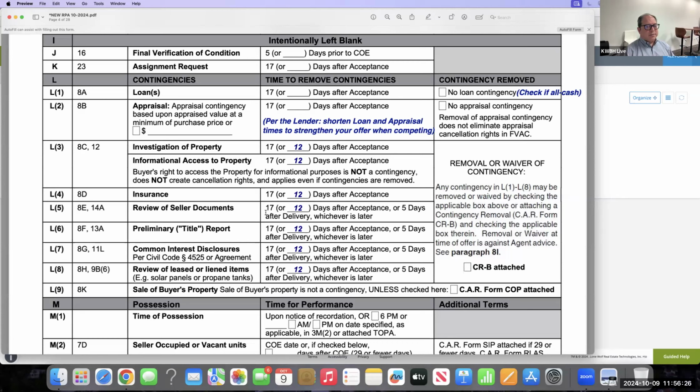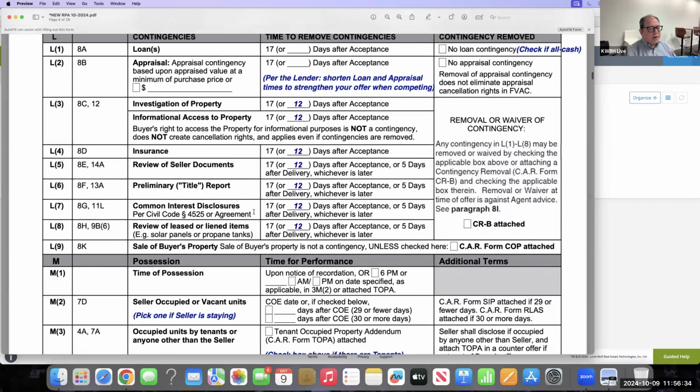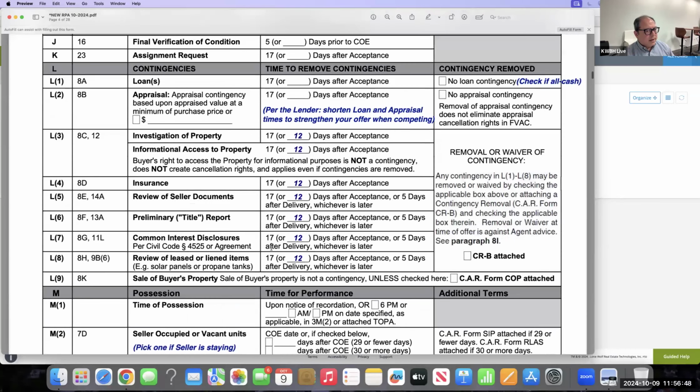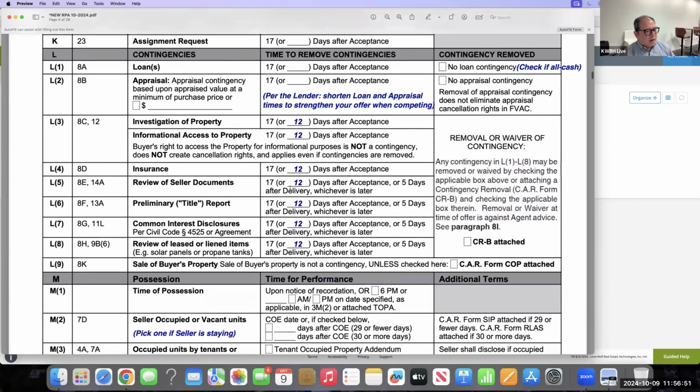Review of seller documents. Let's talk about this one real quick, only because it's a little strange the way it's written. If we go down to this paragraph here, it says seller delivery of documents. The seller has 7 days after acceptance to give us disclosures. So let's go back up here, and this says review of seller documents. All right.